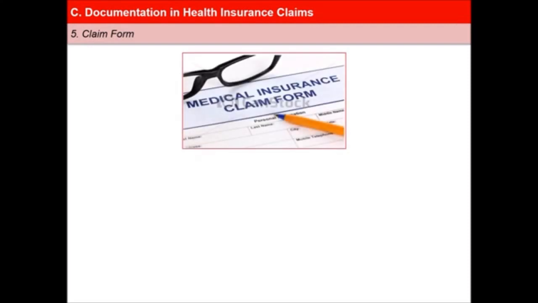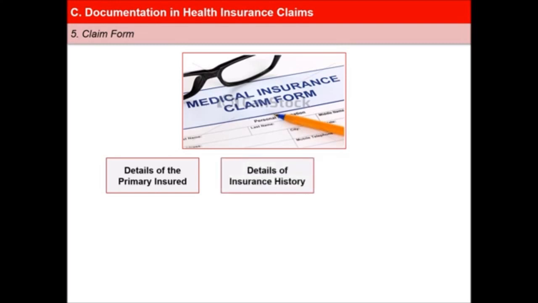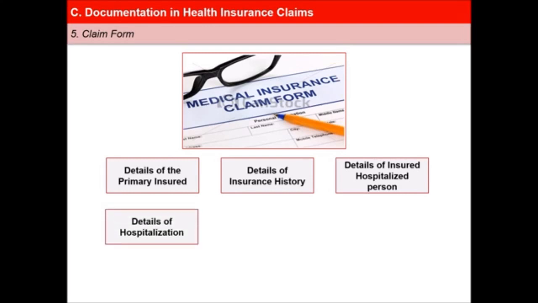Claim form is the formal and legal request for processing the claim and is submitted in original signed by the customer. The claim form has now been standardized by IRDA and broadly consists of details of the primary insured and the policy number under which the claim is made, details of the insurance history, details of the insured person hospitalized, details of the hospitalization such as hospital, room category, date and time of admission and discharge, whether reported to police in case of accident, system of medicine, etc.